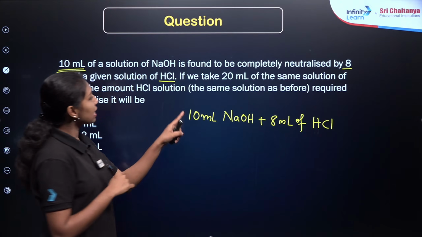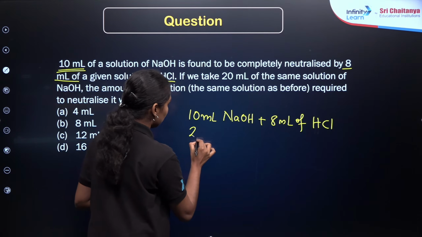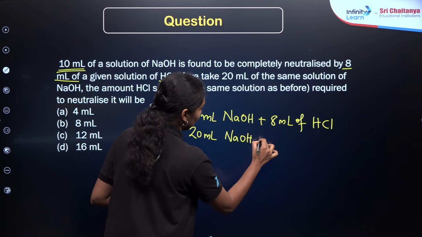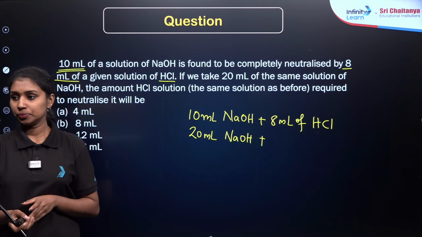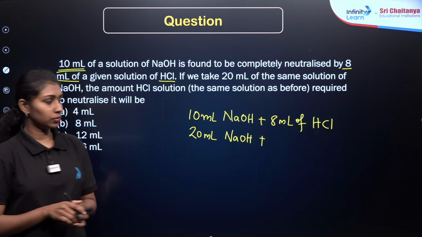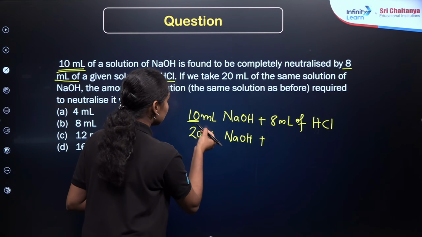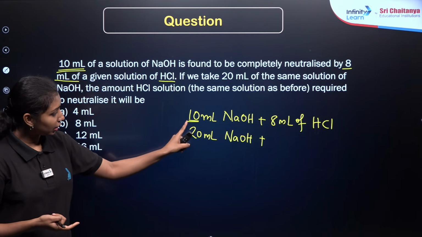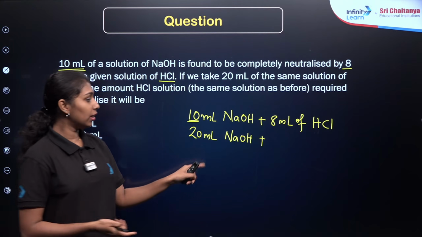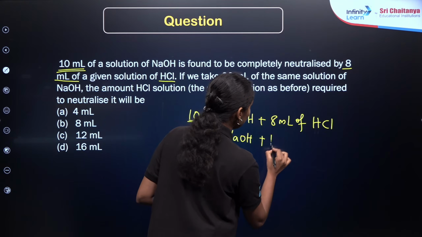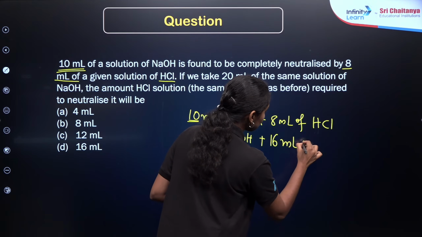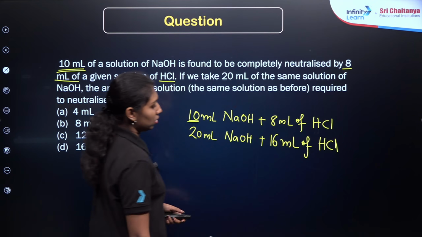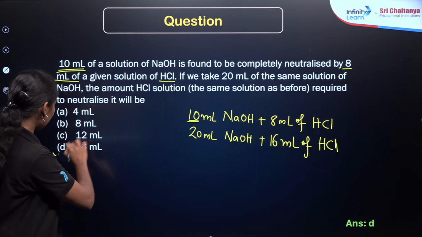What is our question? If we take 20 milliliter of the same solution of NaOH, what will be the required amount of HCl? How can we define it here? 10 milliliter will be changed to 20 milliliter, which means double the amount. So 10 into 2 is 20 milliliter, which means 8 into 2, 16 milliliter will be the amount of HCl required here. Is that clear? So option D will be the correct answer.